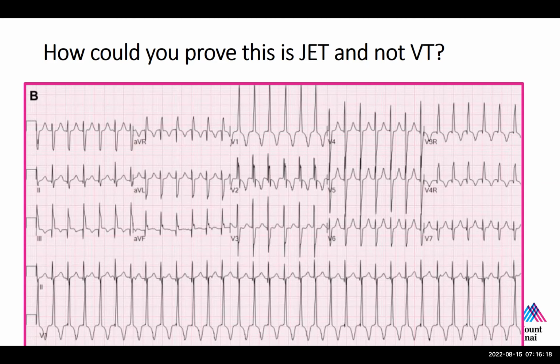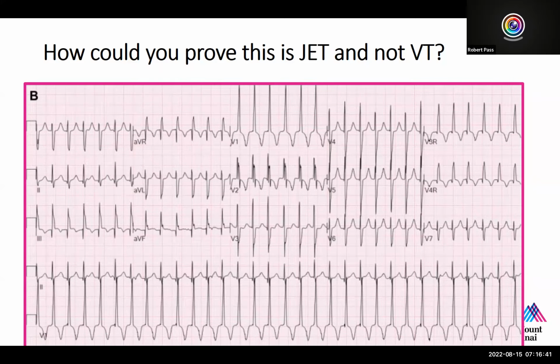If you atrially pace, you could see if your QRS complex narrows. Okay, so if the QRS complex were to narrow with A pacing, what would that imply? That would imply that it was VT. Right, because in JET, the QRS morphology should look exactly like the sinus QRS.